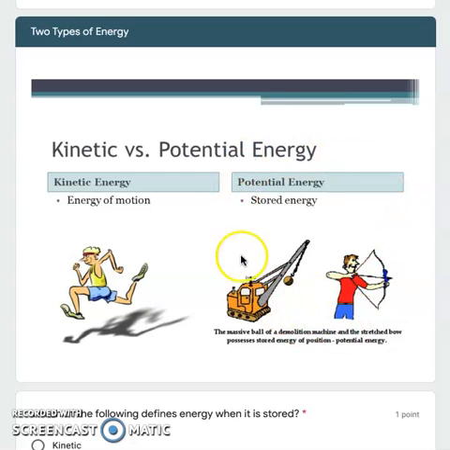Potential energy is stored energy. So this is energy that something has when it's not moving, right? The energy is being stored, it's not being released just yet and turning into kinetic energy.